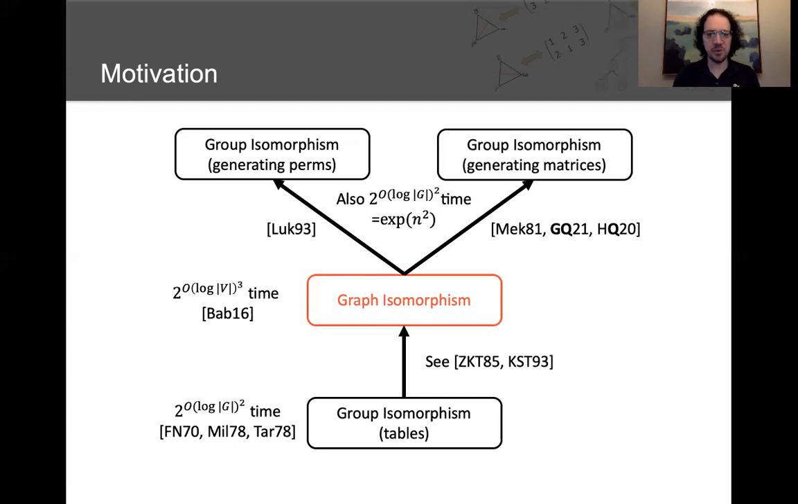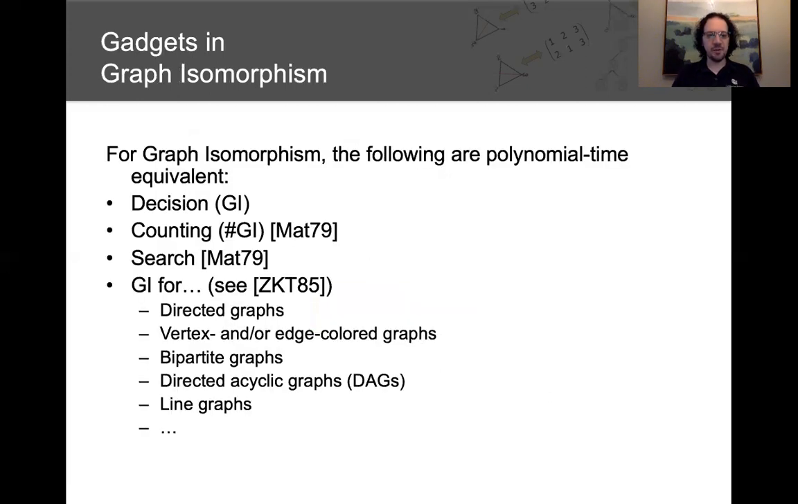Okay, so graph isomorphism is sandwiched in between these different flavors of group isomorphism. And so if you're interested in graph isomorphism, you might also be interested in group isomorphism. Now, in graph isomorphism, we know quite a lot. And part of that is because we have nice gadgets. So for example, we know that the decision version of graph isomorphism, tell me whether two graphs are isomorphic, is equivalent to the counting version, tell me how many isomorphisms there are, or the search version, find an isomorphism if there is one. These results are due to Mathon from '79.